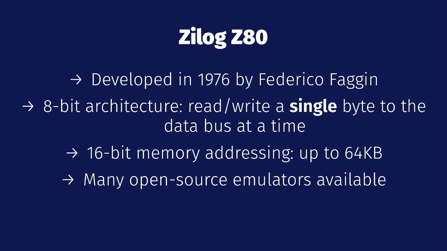It was originally developed in 1976 by Federico Faggin. And over the years, there's been much written about this chip. It had an 8-bit architecture, which means it could read or write a single byte to the data bus at a given time. It had 16-bit memory addressing, which means it could address up to a whopping 64 kilobytes. And because it was so popular, there are actually many open source emulators available today. Interestingly, Rygar uses 2 Z80s, one for the main CPU and one for the sound engine.